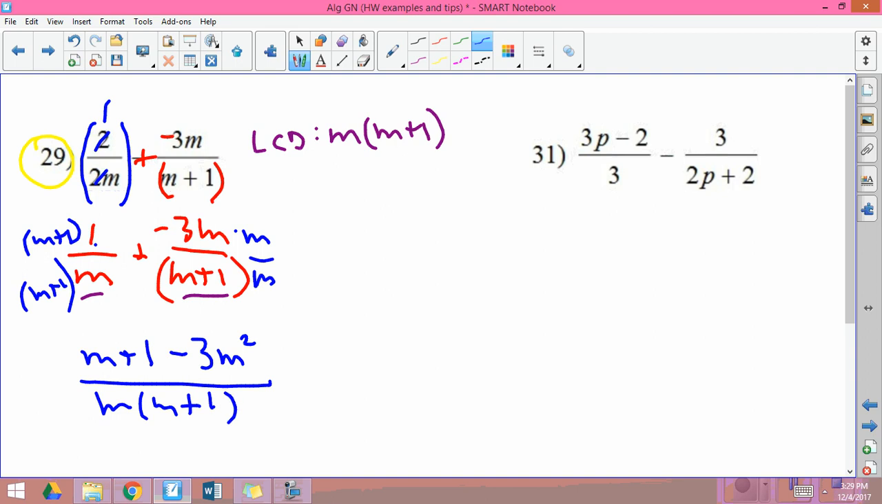And there's no way that this top is going to factor because there's no factors of 3 that are going to add or subtract to make 1. And so this is my answer.